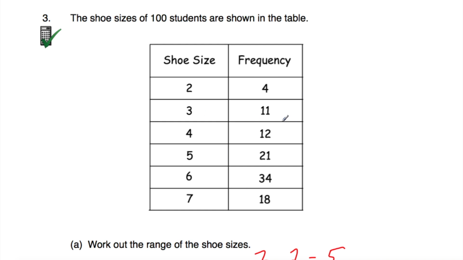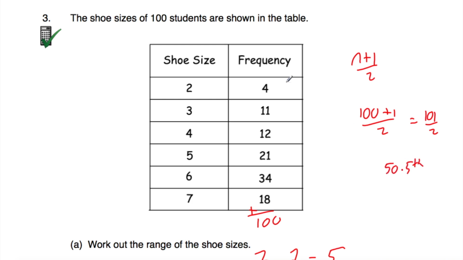So what we're going to do is look at our total frequency, which is 100. We're told in the question there are 100 students altogether, and if we add up those values we get 100 students. And we're going to do n plus 1 divided by 2. Remember, for a list of values or for ungrouped frequency tables, you can use n plus 1 divided by 2. So we take the total frequency, 100, add 1, which is 101, and divide by 2, which is 50.5. So we're looking for the 50.5th value, which would be the median.